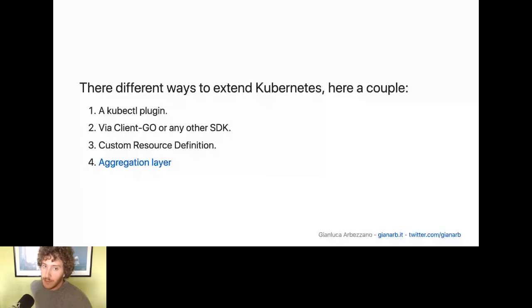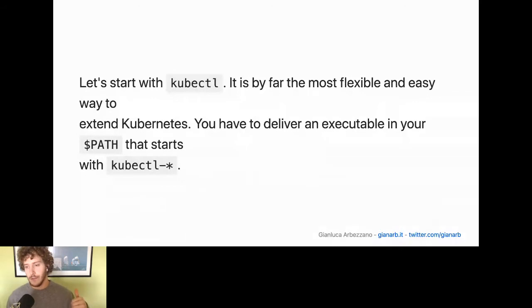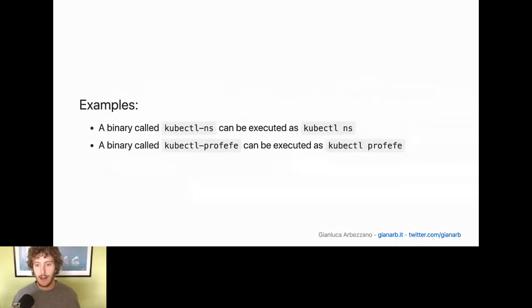So let's start with the kubectl plugin, because it's definitely the easiest way to build an extension for Kubernetes that has the same flavor. And it's very simple because you just have to deliver a binary on your teammate's machine that starts with kubectl-. So if you have a binary, you name it kubectl-your-plugin-name, and you move it in your path, you can run it as kubectl plugin-name.